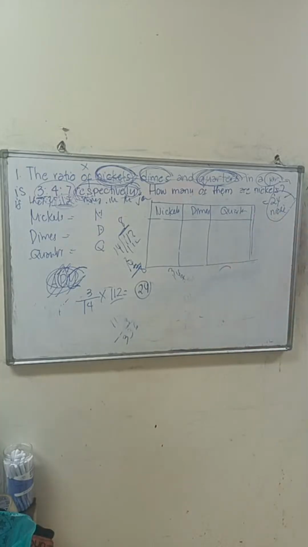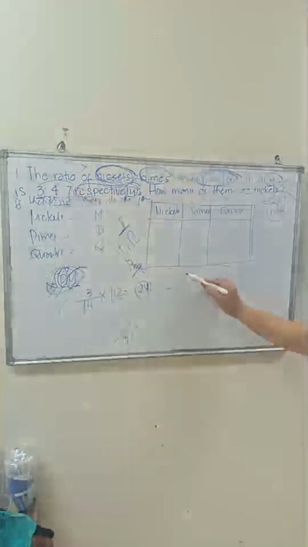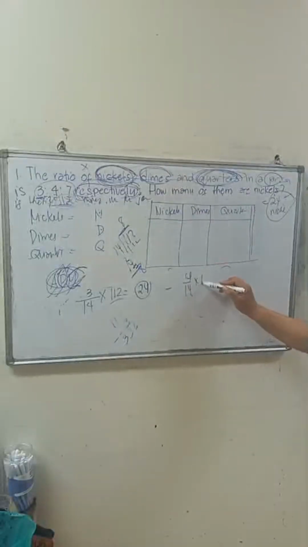That's it. How many of them are dimes? We need to say 32, 8 times 4. Or for the dimes, it is 4, so 4 over 14 times 112.